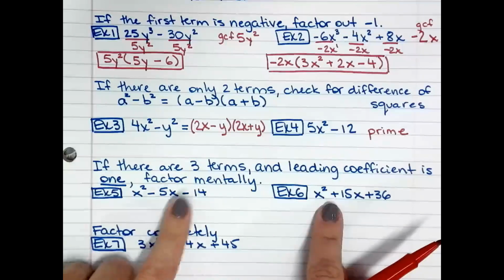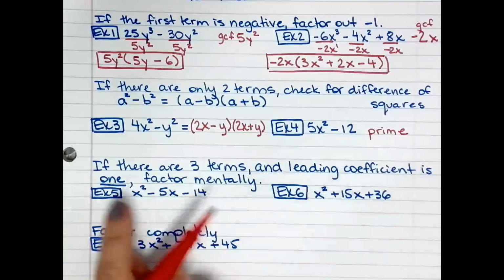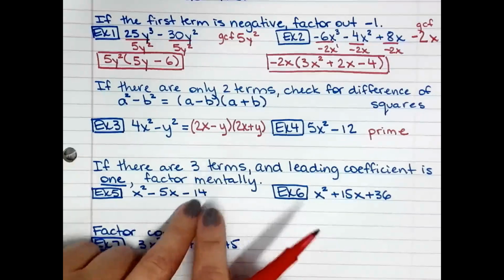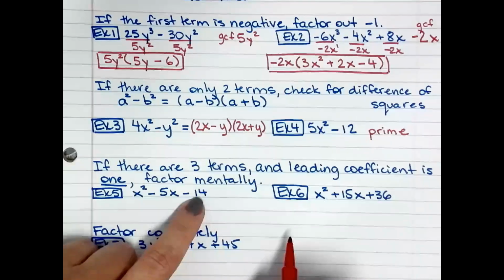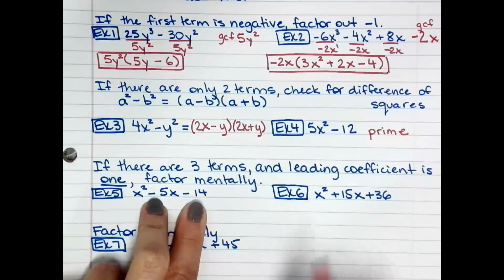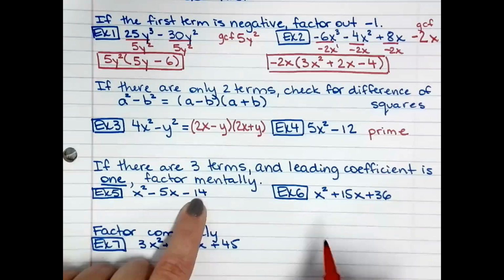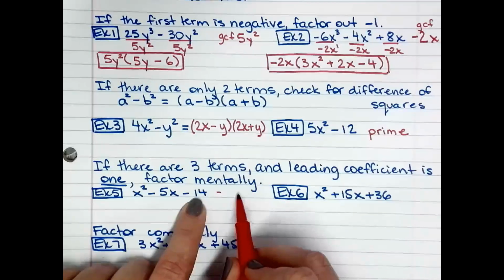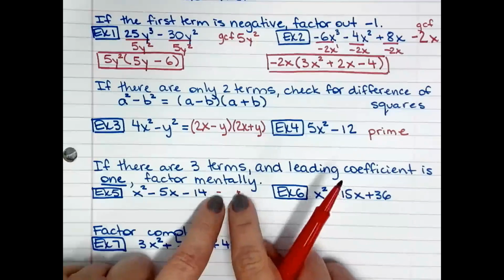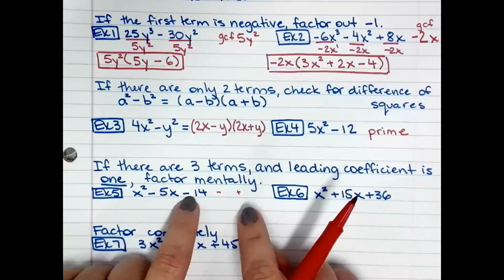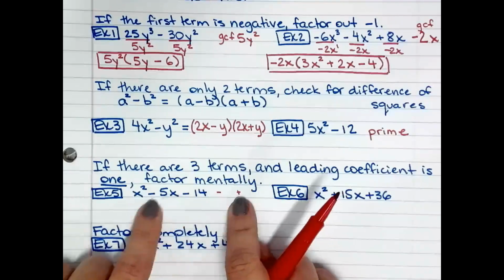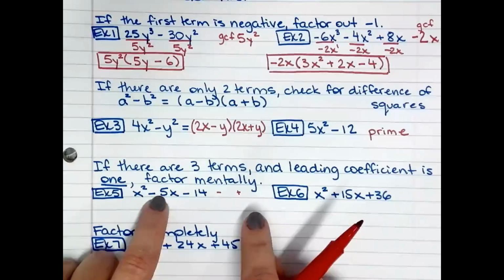Now, easy right here. If you have 3 terms and the leading coefficient is 1, that's when you factor mentally. What does that mean? You're looking for 2 numbers that multiply to -14 and add up to -5. When I look at -14, I know one has to be negative and the other positive, so when I multiply, they have different signs and I get a negative number. When I add them together, the middle number has to be -5.